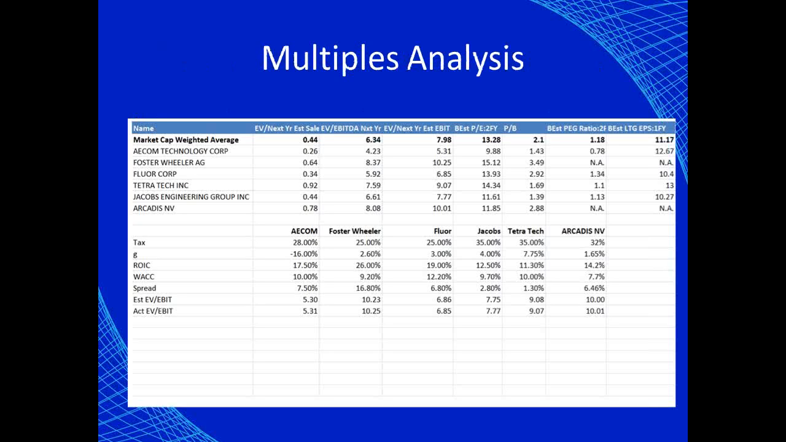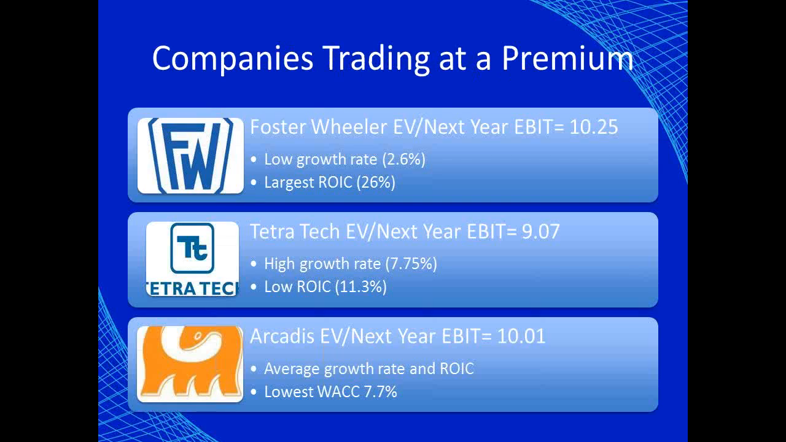All right, sorry. So now I'm going to take you through a multiples analysis. This was an analysis we took from Bloomberg, finding various multiples on AECOM and their competitors. So looking at the companies that are trading at a premium currently, you had Foster Wheeler, which showed a multiple of 10.25.